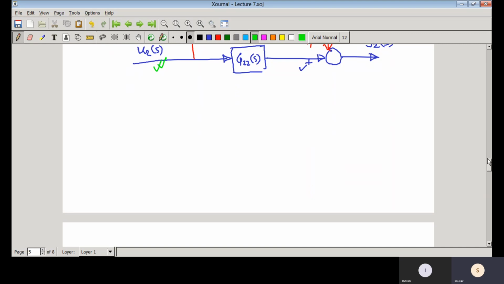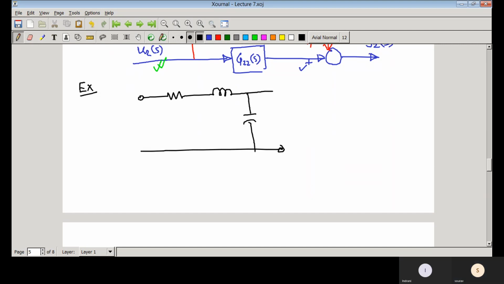So let us take one simple example. How to find the transfer function? So here, if we take a simple circuit, that is output V0(s), and this is R, and this is Ls, this is I(s), so this is input V1(s). So we are interested in what would be the transfer function from input V1(s) to output V0(s).